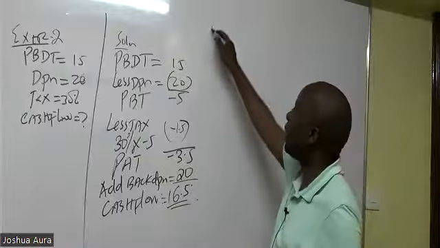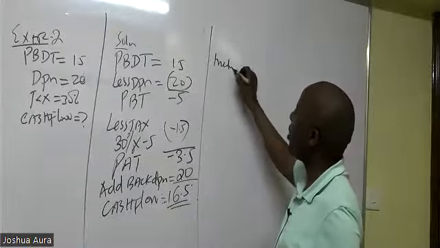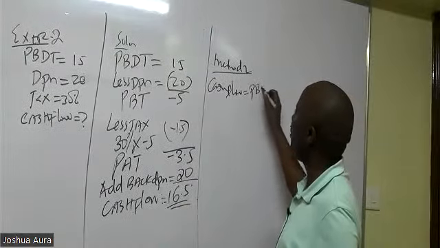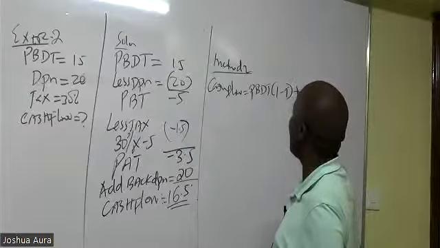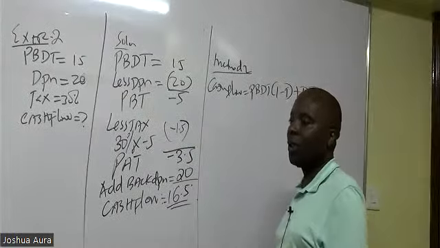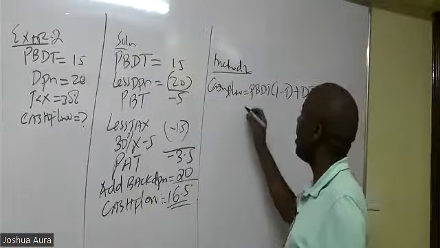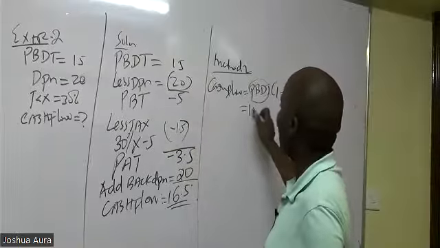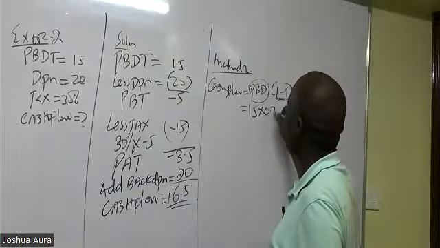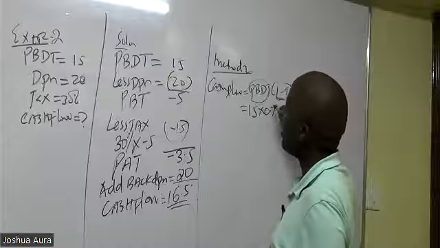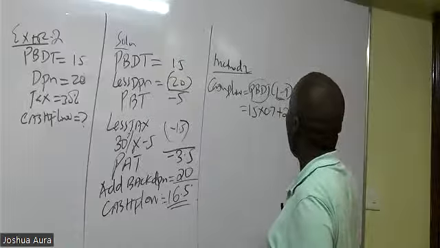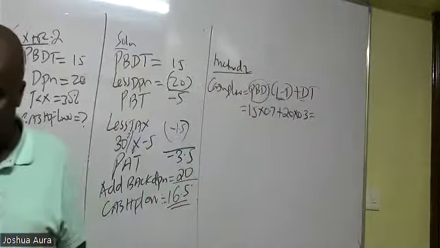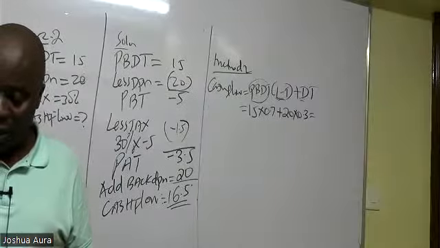And don't forget, ladies and gentlemen, that in case you would wish to use method 2, you could have also decided to say that cash flow equals profit before depreciation and tax, into 1 minus tax, plus depreciation tax shield. So here we have 15 times 1 minus tax, which is 0.7, plus depreciation of 20 times tax itself, which is 0.3. So in that case, you will be able to get that answer.